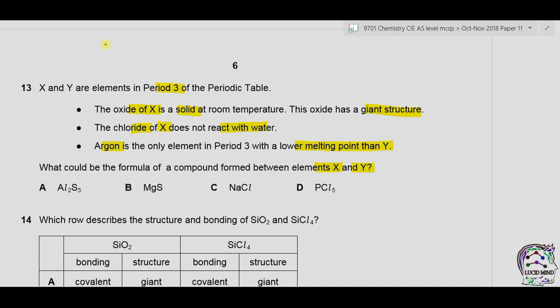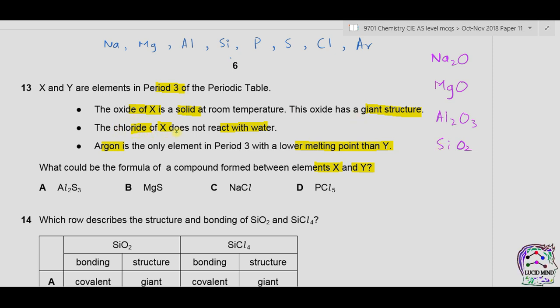The elements in period 3 are sodium, magnesium, aluminum, silicon, phosphorus, sulfur, chlorine and argon. The oxides formed by these elements that have giant structure are sodium oxide, magnesium oxide, aluminum oxide, silicon dioxide, while the oxide of phosphorus and sulfur have simple molecular structures. These oxides are also solid at room temperature. So X could be sodium, magnesium, aluminum or silicon.